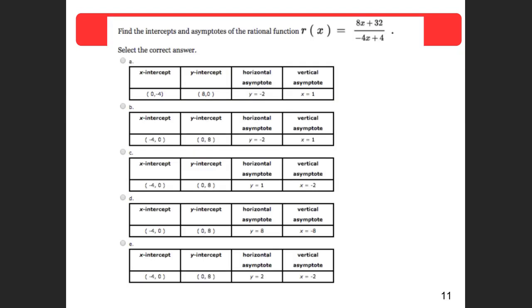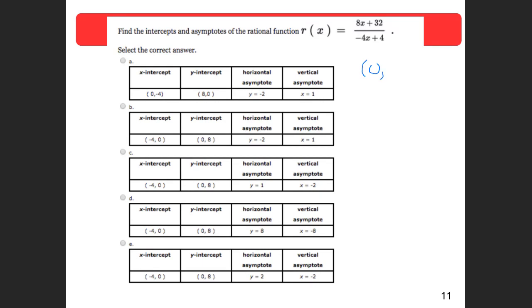This one's a little hard to read, but it says, find the intercepts and asymptotes. Okay, so now we have to find both things. We have to find the x-intercept, the y-intercept, the horizontal asymptote and the vertical asymptote. Whew. Okay. So the first thing I do is I always start with easy. I always find the y-intercept. That's always easy.